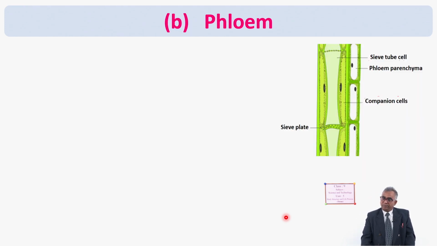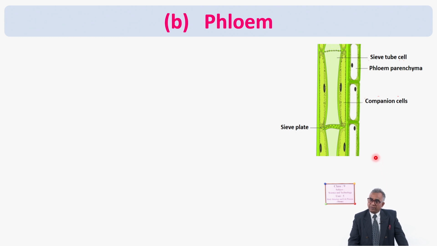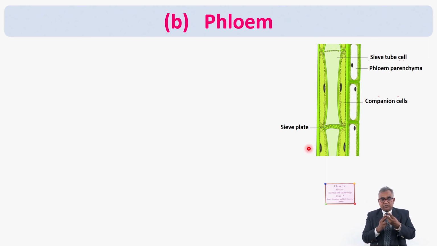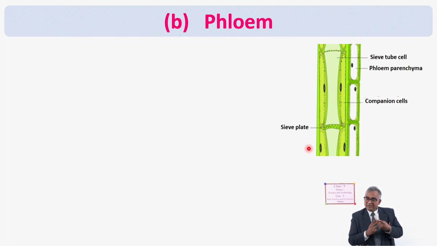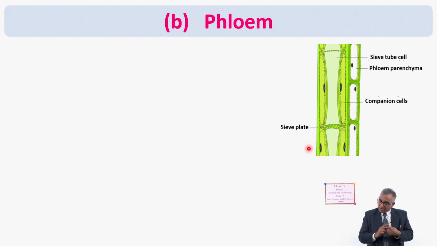Now look here, phloem. Phloem also consists of 4 types of cells. This is the sieve tube cell, that bamboo-like sieve tube cell. There is the companion cell also. They are companion cells, except that they have phloem parenchyma and phloem fiber. Phloem fiber is not labeled here, but that is found. So how many types? Sieve tube cell, then companion cell, then phloem parenchyma, and phloem fibers.